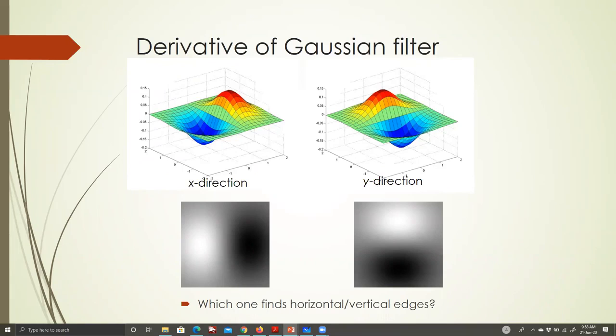X direction will give us the vertical edge. Yes, very good. That is the one point where most people make a mistake. So this will actually give you the vertical edges, and this will give you horizontal edges.